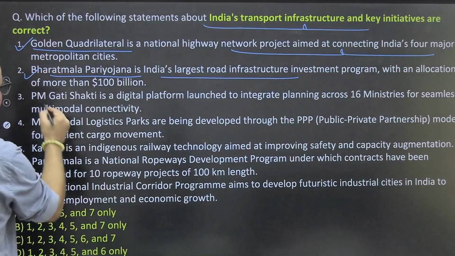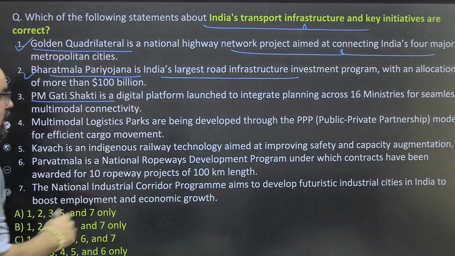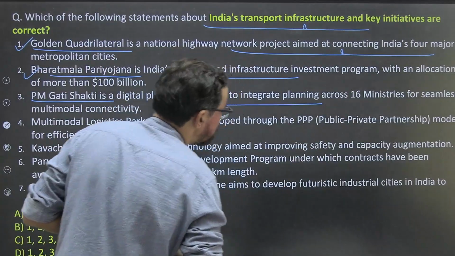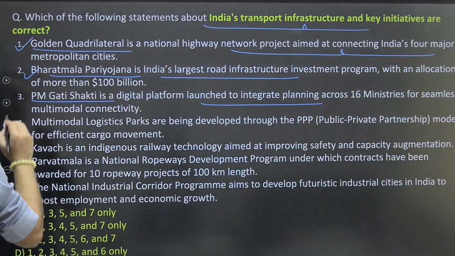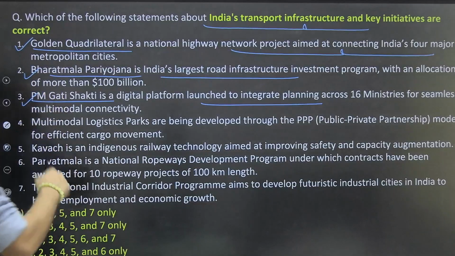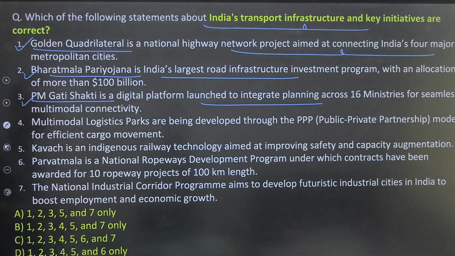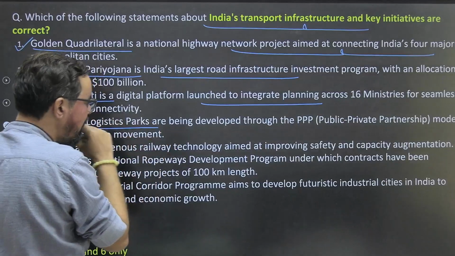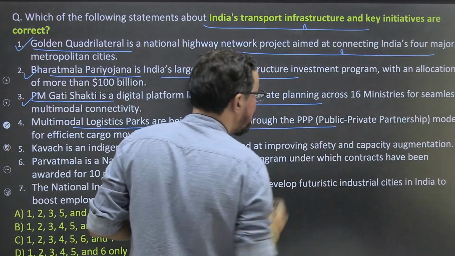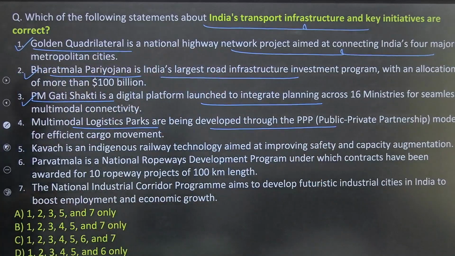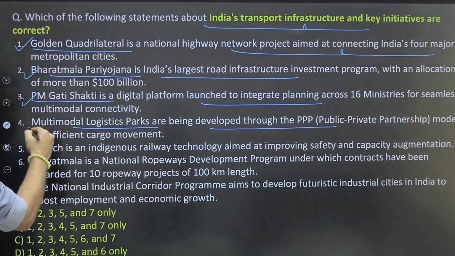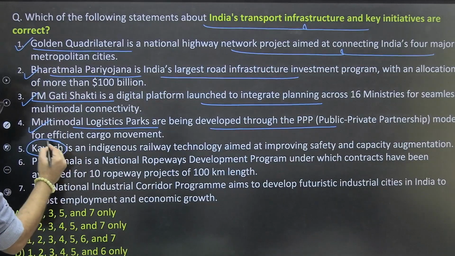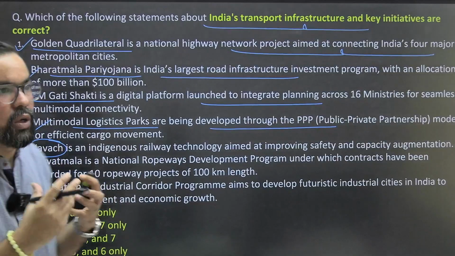PM Gati Shakti is a digital platform launched to integrate planning across 16 ministries for seamless multimodal connectivity. We have discussed this in our summary itself. Again, true. Multimodal logistics parks are being developed through the public-private partnership model for efficient cargo movement. This is also true. Kavach is a kind of technology which we generally use in our Indian Railways.